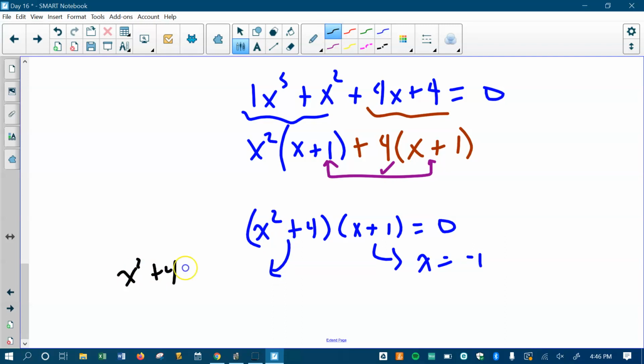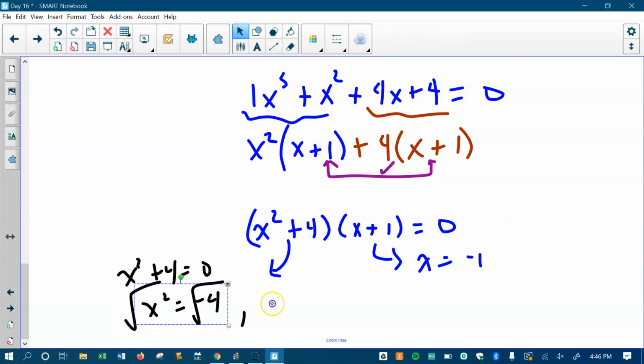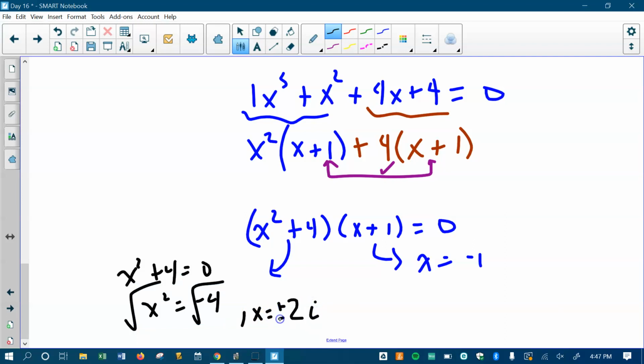X squared plus 4 equals 0, which means x squared equals negative 4 when I move the 4 over. And then when I take the square root, I take the square root of 4, which is 2, and the square root of negative 1, which is i, and I get a plus or minus. So I get x equals plus or minus 2i and x equals negative 1.